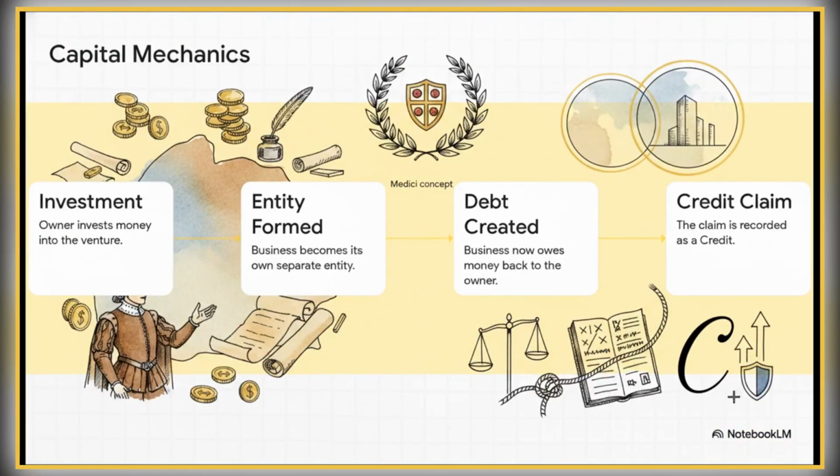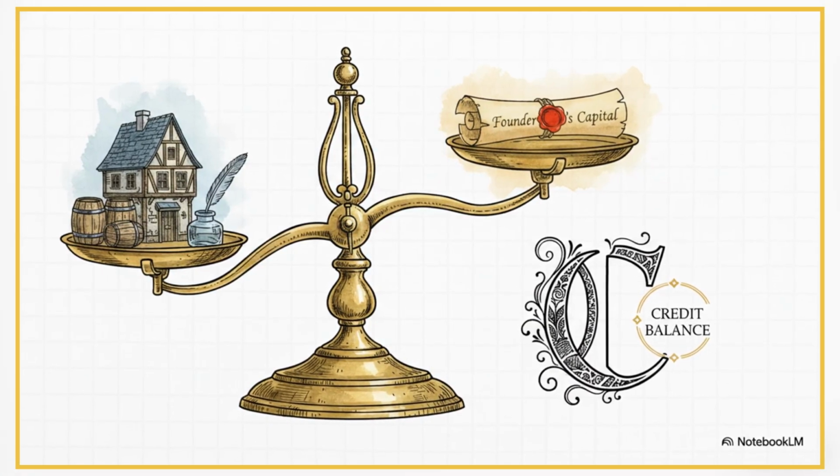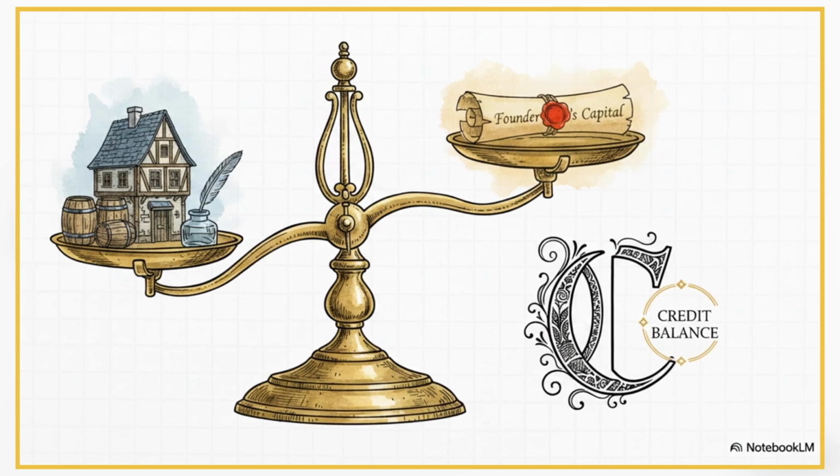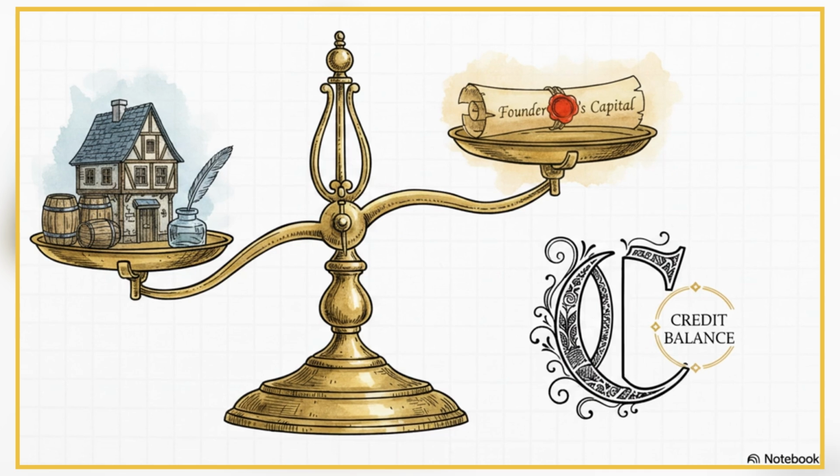Birth of the capital account. So let's break down how this logically builds into the exact rules you study today. Step 1. The owner invests their own money. Step 2. Because of that Medici concept, the business immediately becomes a separate entity. Step 3. Accounting now views this as the business effectively borrowing money from the owner. The business owes that money back. And Step 4. Because liabilities and owner claims naturally increase on the credit side, that specific claim is recorded as a credit. That owner's claim, the money the newly separate business entity owes back to the person who funded it, is exactly what we call capital. That is precisely why capital became a credit balance and why it remains a credit balance in your textbooks today.